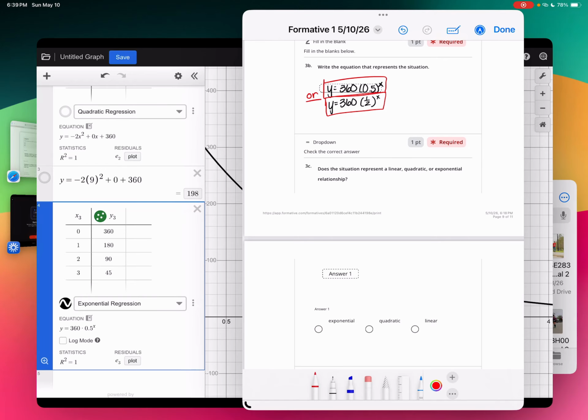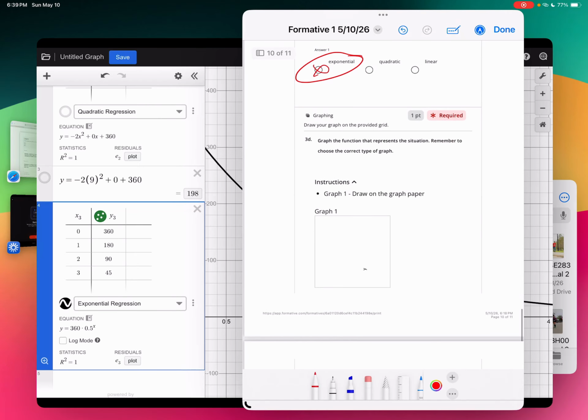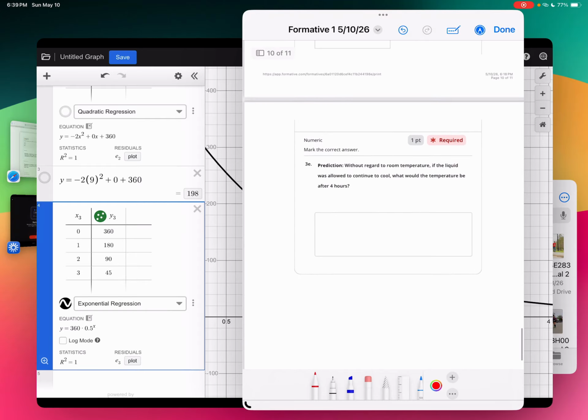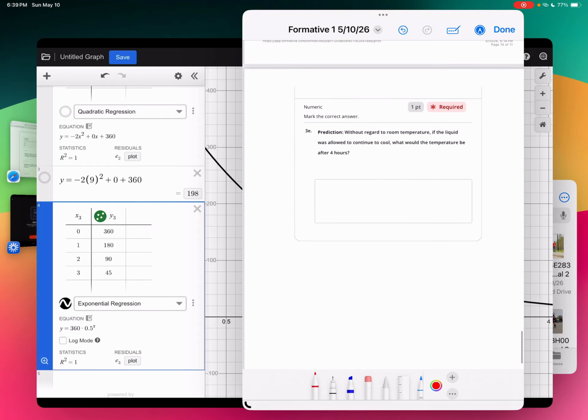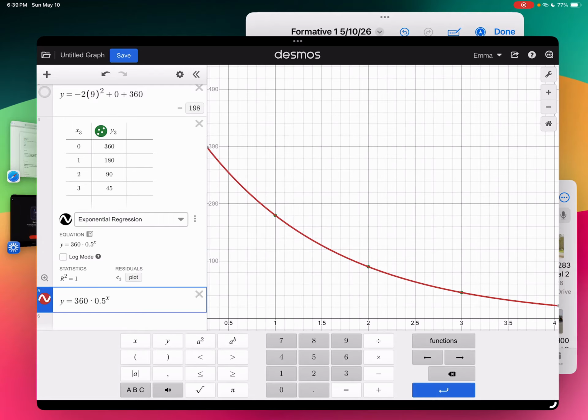Does it represent linear, exponential, quadratic? This one is exponential. We already talked about the graph, so you click 2 points on there. It'll graph the rest. And then what would it be after 4 hours? So I just replaced my x value here with 4. And that'd be 22.5 degrees.